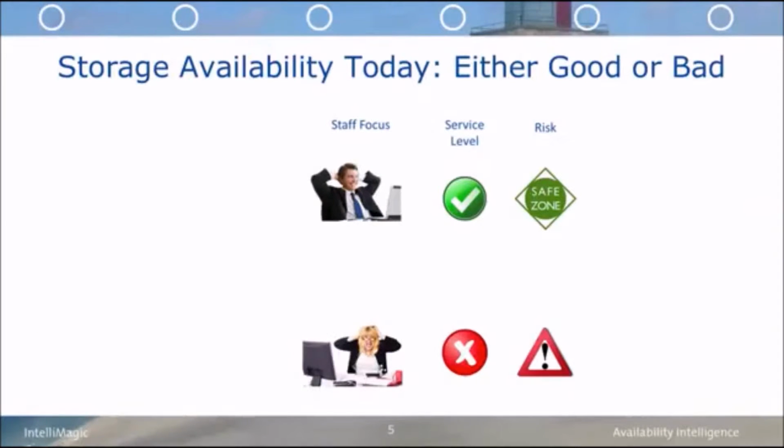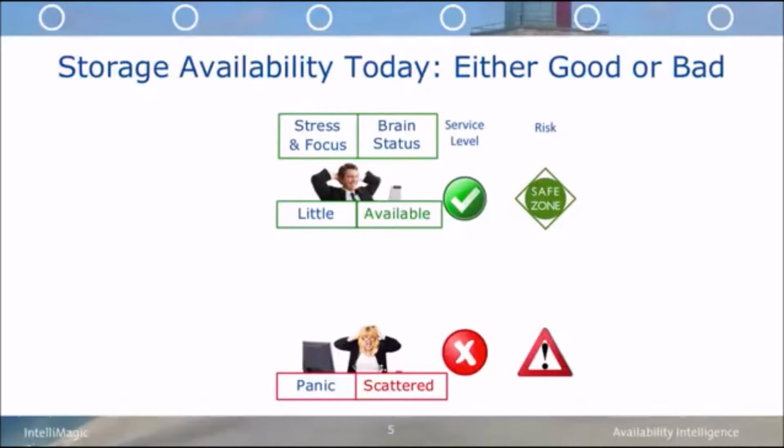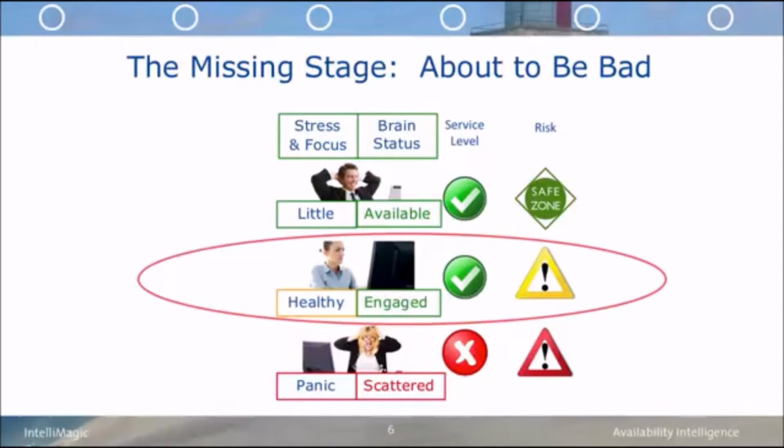So here's a way to visualize that. Today, what we find as we go into even the largest and best run shops regarding the availability of your storage infrastructure, it's either good or bad. Service levels are good on the top item, and there's low risk for the infrastructure to handle the peak workloads that you're demanding of it every day. Or things are bad, and you're in that firefighting and crisis mode. And what we would like to do is introduce a new third level in between there, where the stress levels are healthy and you can be more engaged in solving the problem, which is easier to do when you're not in more of a critical panic state.